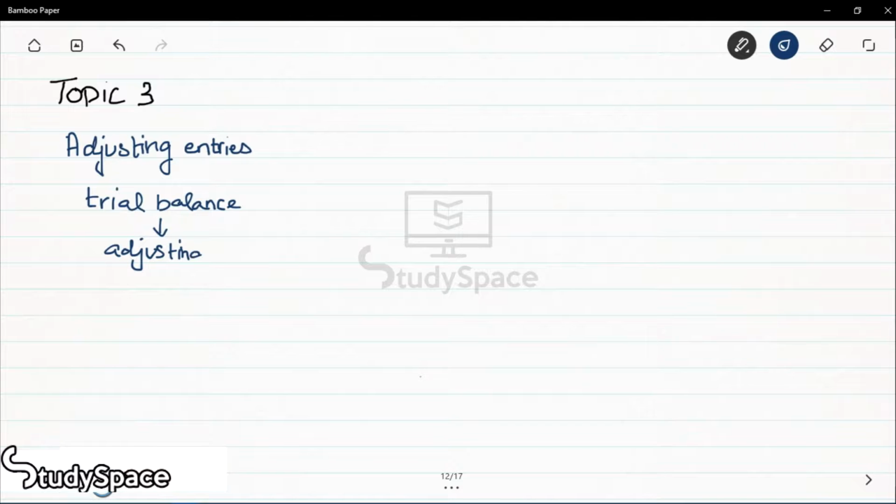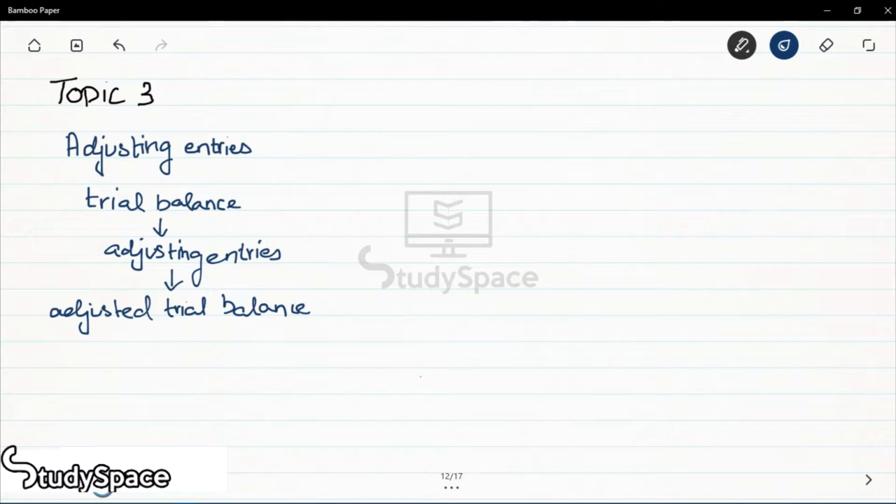after which we have our adjusted trial balance. This adjusted trial balance gives us a complete balance after taking into account all our adjusting entries. So there are certain principles and rules that we need to take into account when we're creating this trial balance.